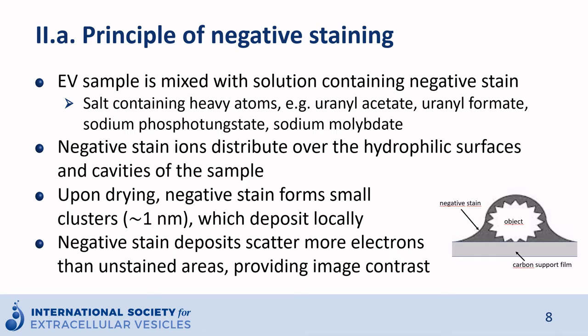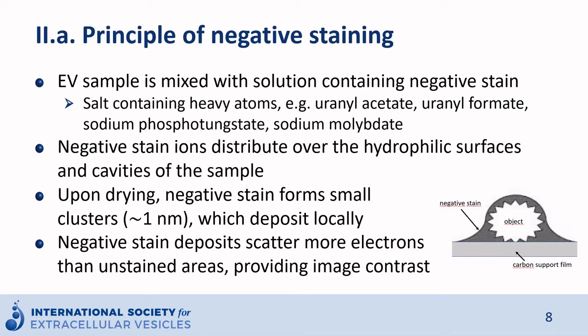Negative staining is the most widely used method in TEM at room temperature. Its principle is simple. An EV sample is mixed with a solution containing a negative stain. A negative stain is a salt which contains one or several heavy atoms. The main negative stains are listed here: uranyl acetate, uranyl formate, sodium phosphotungstate, and some others.